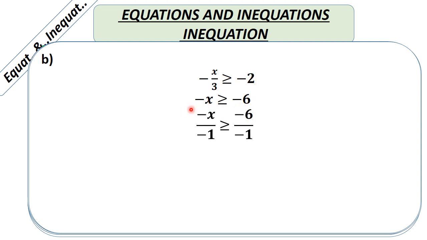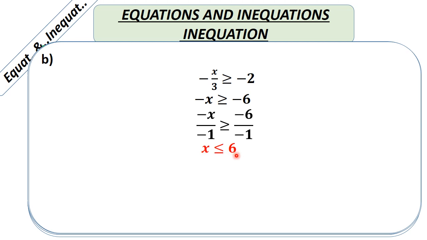Next, we divide both sides by negative 1, so that we remain with x here. When you divide both sides by -1, the negatives are going to cancel, and here the negatives are going to cancel, going to have 6. But division by a negative means the sign changes. So I'm going to have x is less than or equal to 6.